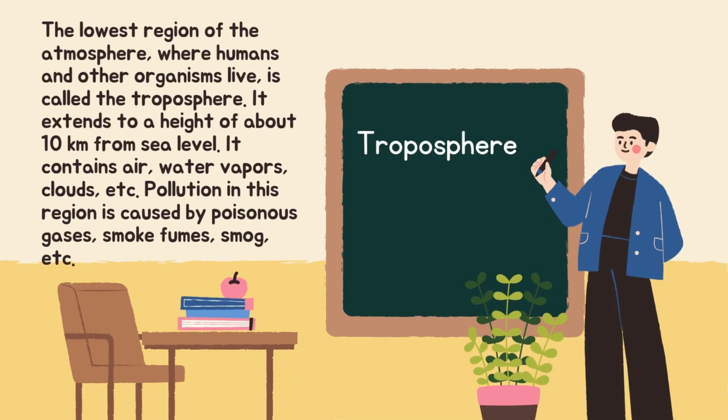Next is troposphere. The lowest region of the atmosphere, where humans and other organisms live, is called the troposphere. It extends to a height of about 10 kilometers from sea level. It contains air, water vapors, clouds, etc. Pollution in this region is caused by poisonous gases, smoke fumes, smog, etc.